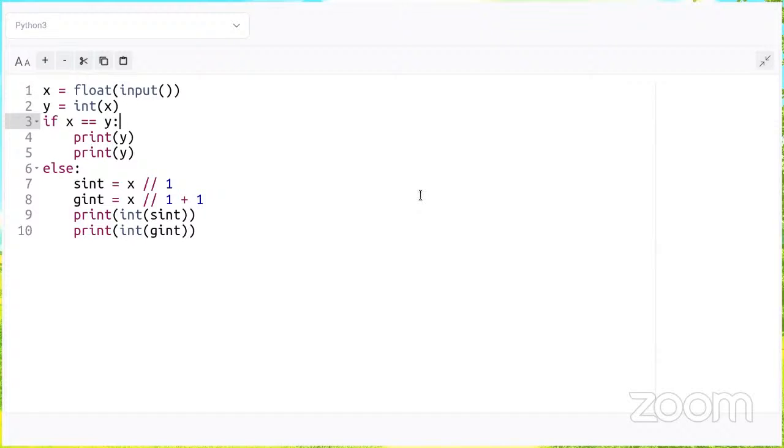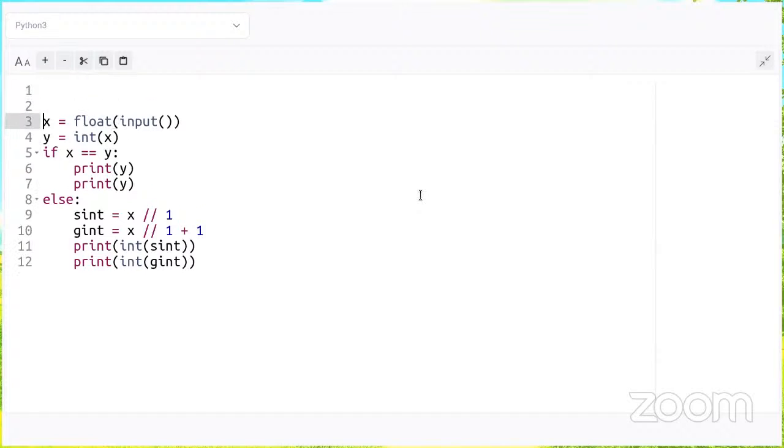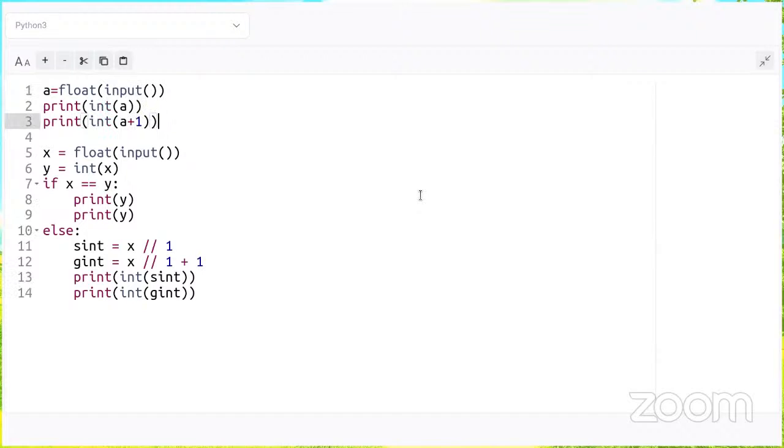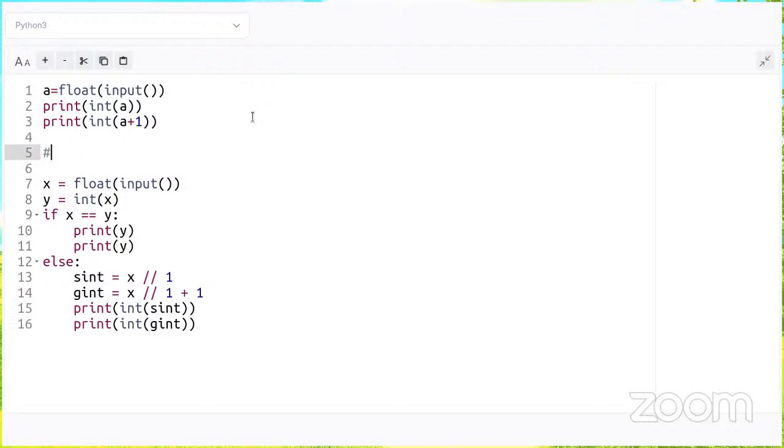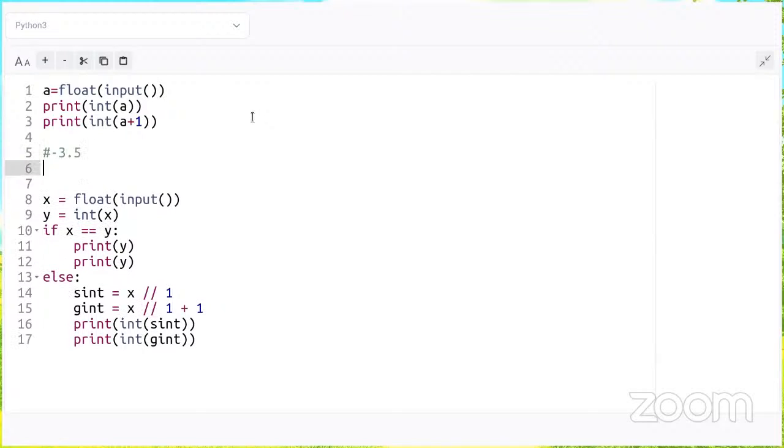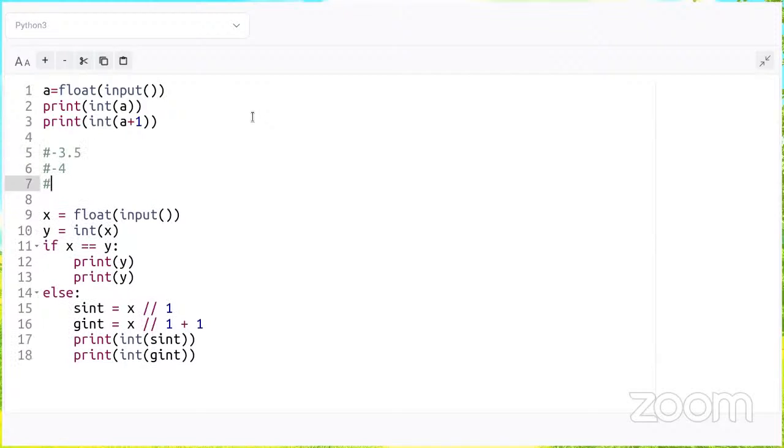No, negative values also will not work with your code. With this piece of code, negative numbers will not work. For example, if you enter -3.5, as we just discussed, it should print -4 followed by -3, but this code will print -3 and -2, correct? So that's why just int of a will not work.